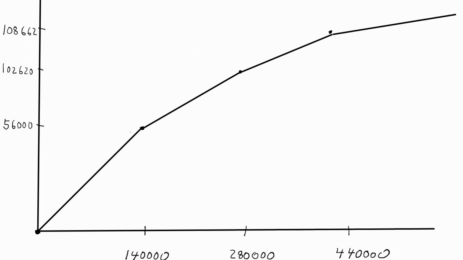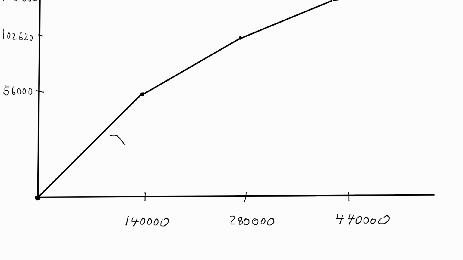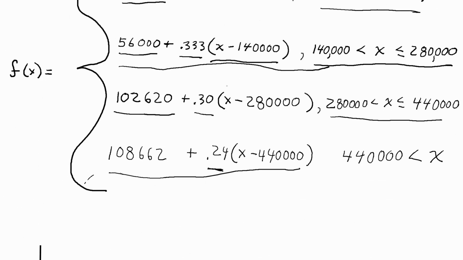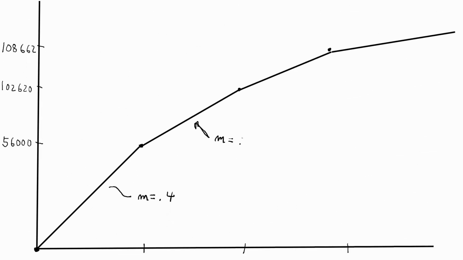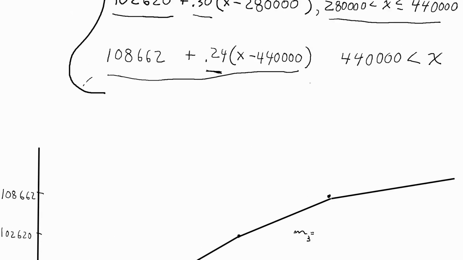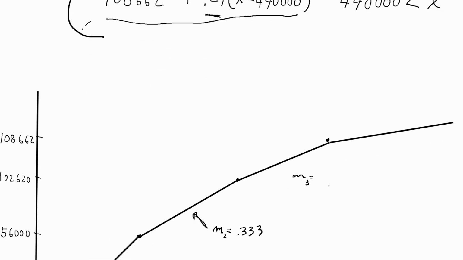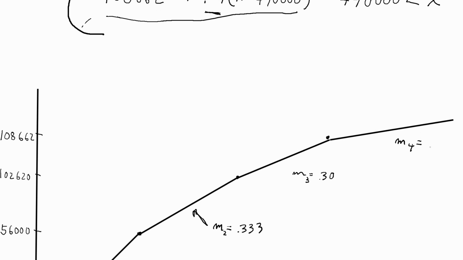The first one is 0.4. So this part of the function has a slope m of 0.4. In this part of the graph, the slope of that line is actually 0.333. Here I suppose I should put m1, m2, m3 so that we're not totally misled. The third part has a slope of 0.3. And the last part here, m sub 4, has 24%. And it goes on like that forever.